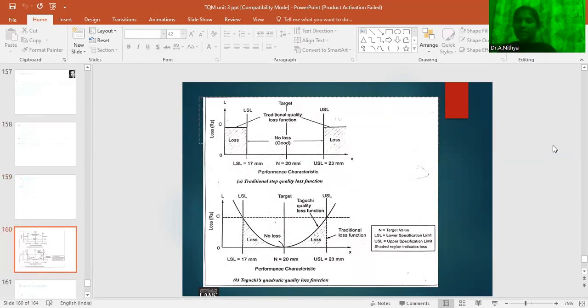So this is traditional quality loss. The first one is the traditional quality loss function and the second diagram is the Taguchi quality loss function. So in traditional, the product is just within the specification limit, that is LSL and USL. But Taguchi is telling that it should meet a target, not just be within specification limit. So there is one curve shown in the Taguchi quality loss function.